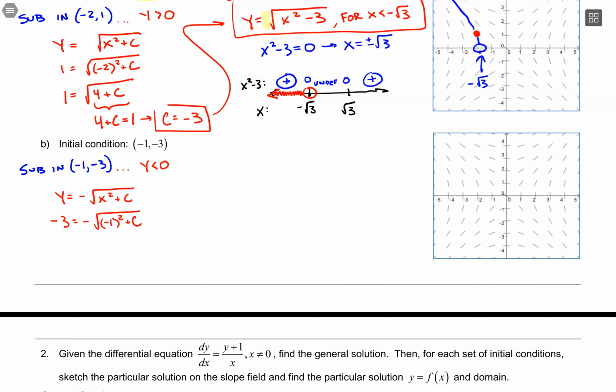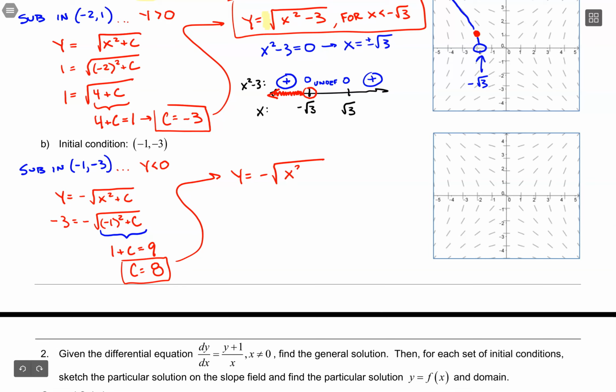So to solve this, we need this quantity under the square root symbol to equal 9. 1 plus c has to equal 9. That means c equals 8. Let's go ahead and see what that looks like in a particular solution. y equals the opposite of the square root of x squared plus 8. If you're wondering why, folks, I did jump through this real quick. Why does this quantity have to equal 9? Well, because I need the square root of that number to be 3.